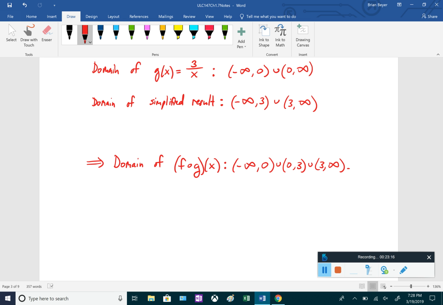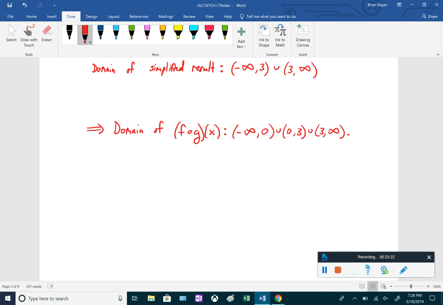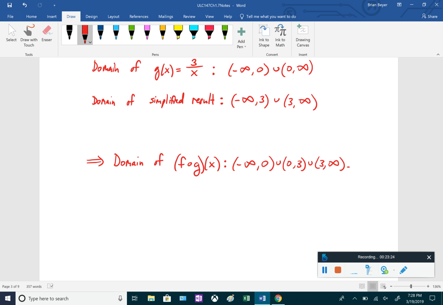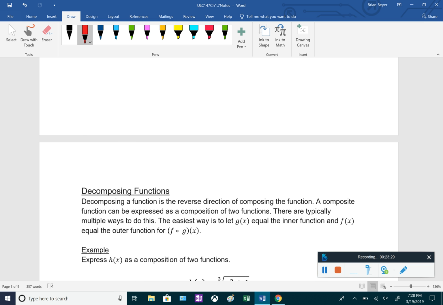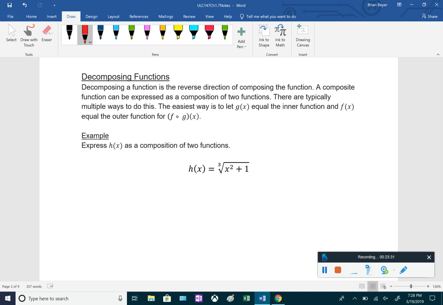So kind of complicated, I guess. You just have to take into account both of those domains: the one that you're plugging in, which was g of x, and then your simplified result after you plug it in. Okay, so for the last thing here, it's decomposing functions. For decomposing a function, we were just doing composite functions. So decomposing is going to be the opposite of composing a function. It's going to be the opposite of a composite function.